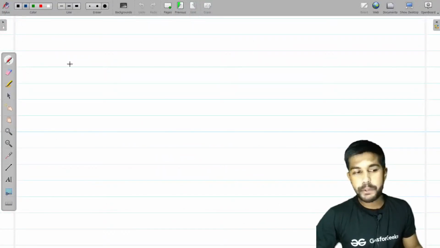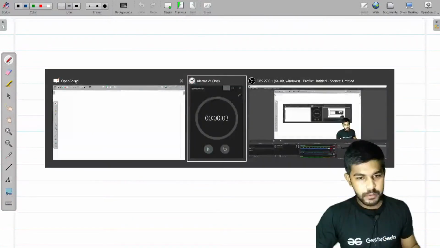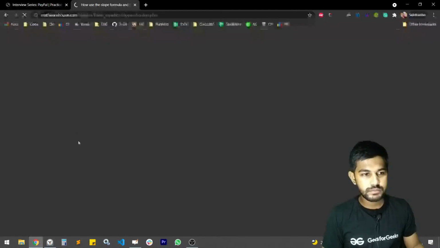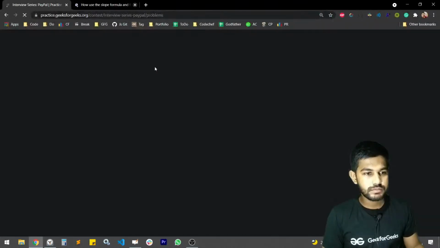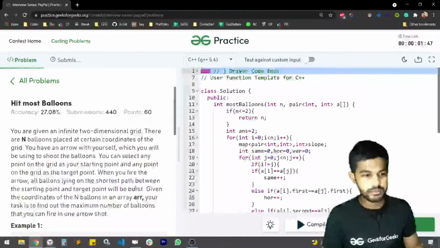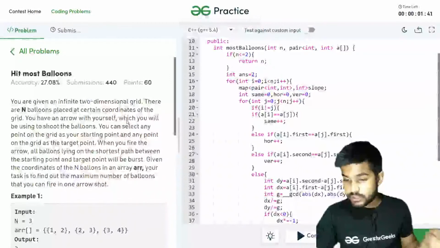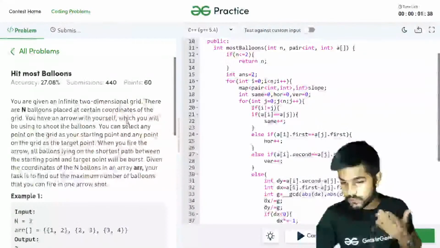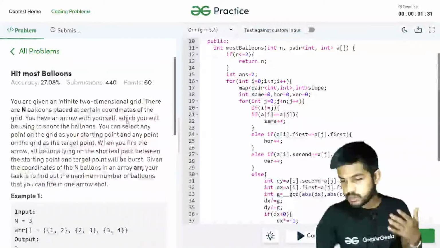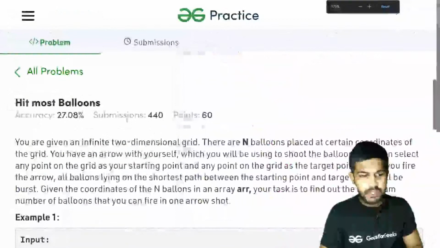Okay. Now how to implement this? Now if the slope is the same, then the constant part is different. What will happen there? Y is equal to mx plus c. The constant part is different. Okay. So now I would move on to the implementation.